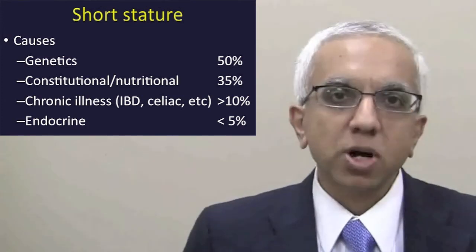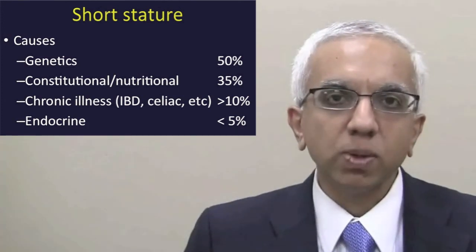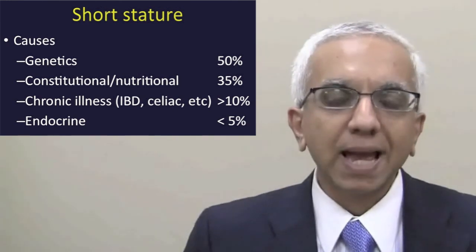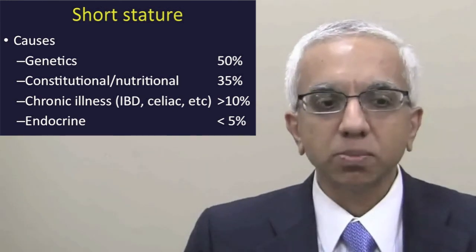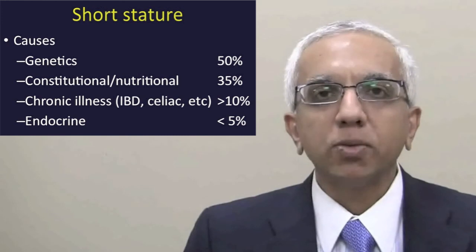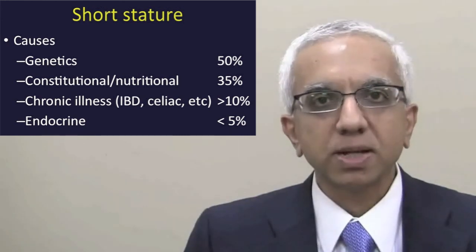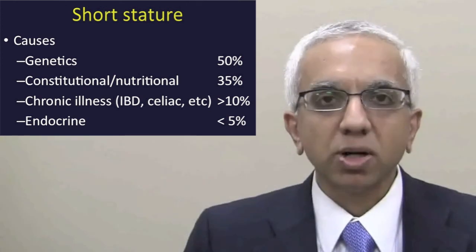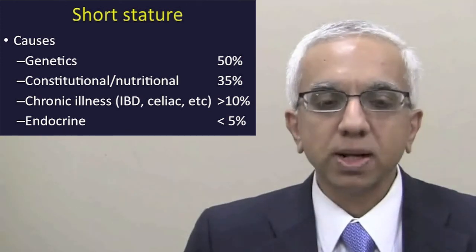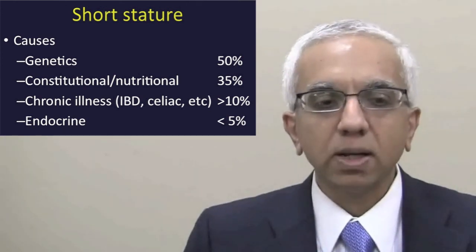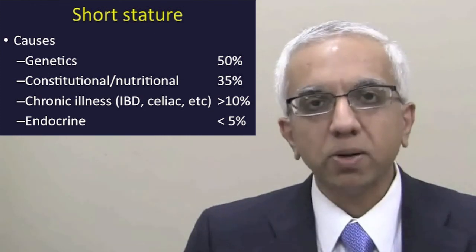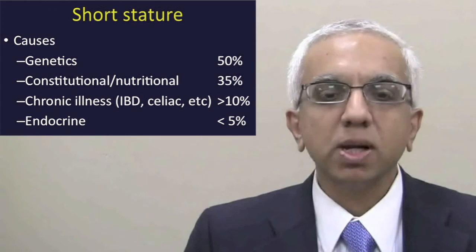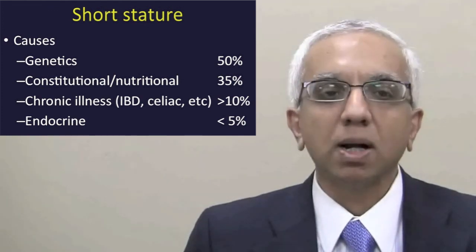Now, moving on to short stature. Short stature is frequently confused with failure to thrive. Failure to thrive can also lead to short stature, but looking at this, about 35% of short stature is either constitutional or nutritional. The vast majority of short stature is due to genetic causes. Chronic illness such as inflammatory bowel disease and celiac disease constitute a small proportion, and the smallest proportion are endocrine disorders.